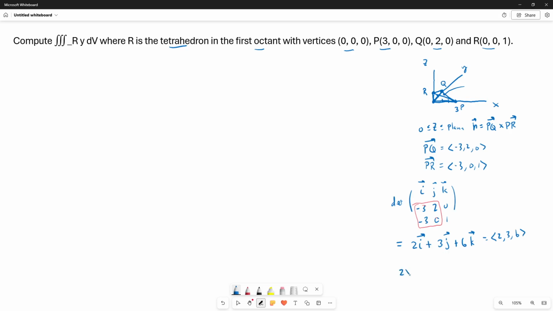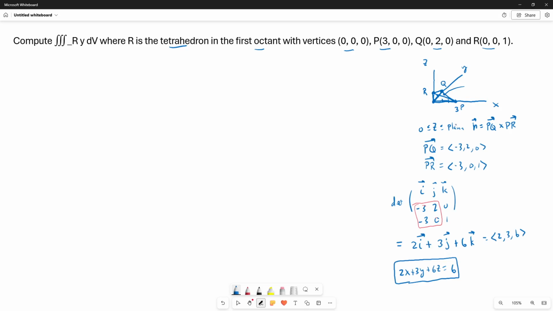So the plane is 2x plus 3y plus 6z equals some constant. And the point (0, 0, 1), for example R, is in the plane. So if we put (0, 0, 1) here, we get the number 6. And we could have chosen any of these 3 points. P, Q, and R are all in the plane. So if we would have chosen P, (3, 0, 0), we would get 6. And if we would have chosen Q, (0, 3, 0), we would get 6. So that helps us to verify that this is indeed the correct equation of the plane.